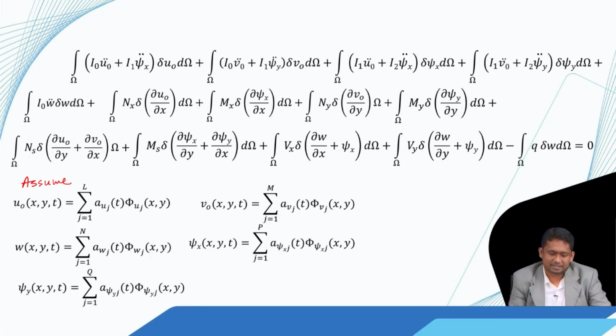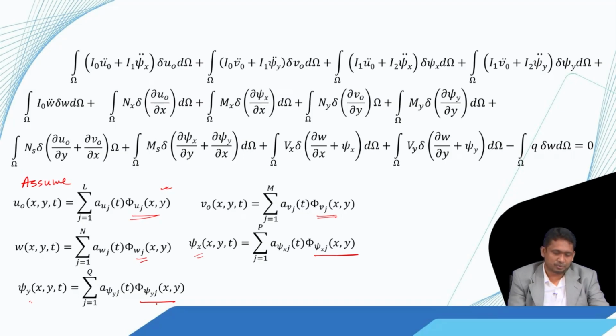These assumptions should satisfy the essential boundary conditions, the homogeneous version. If we can satisfy the natural boundary conditions, it is good, but that is not a requirement. So, u0 is written as this. These are the functions that we approximate for u0, this is what we approximate for v0, this is for w, and we have seen this before. The new terms are psi x and psi y. The same procedure goes: we assume some functions for psi x and some functions for psi y.